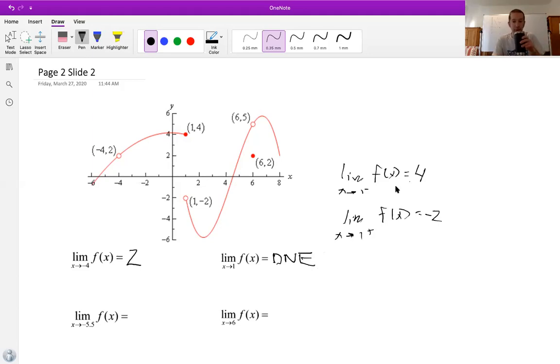So this is a pretty typical way for limits to not exist. Left-hand and right-hand limits don't agree, and therefore, the limit doesn't exist.